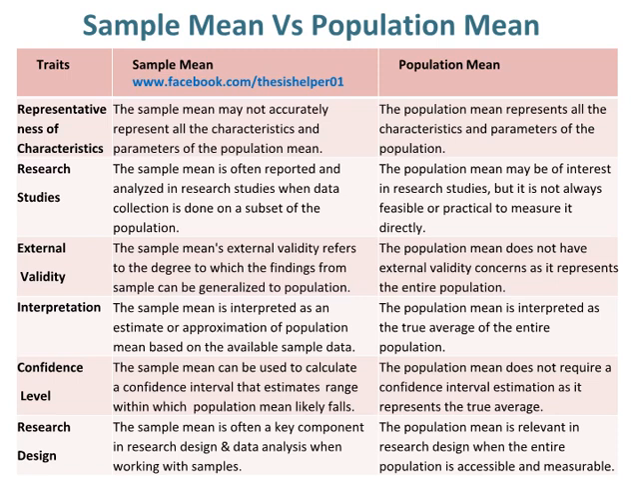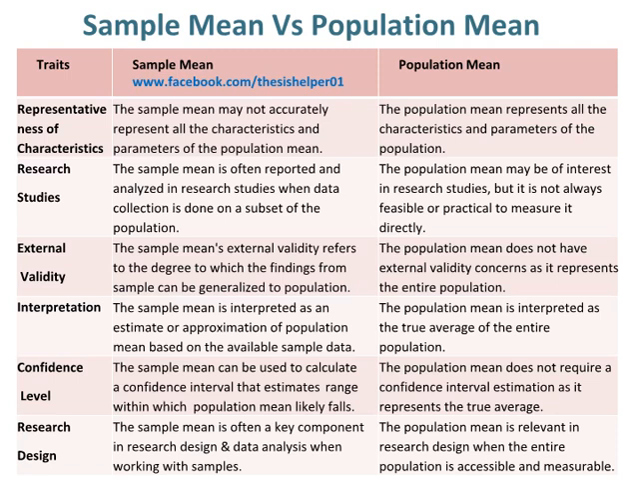The sample mean is often reported and analyzed in research studies when data collection is done on a subset of the population. Whereas, the population mean may be of interest in research studies, but it is not always feasible or practical to measure it directly. The sample mean's external validity refers to the degree to which the findings from the sample can be generalized to the population. Whereas, the population mean does not have external validity concerns as it represents the entire population.